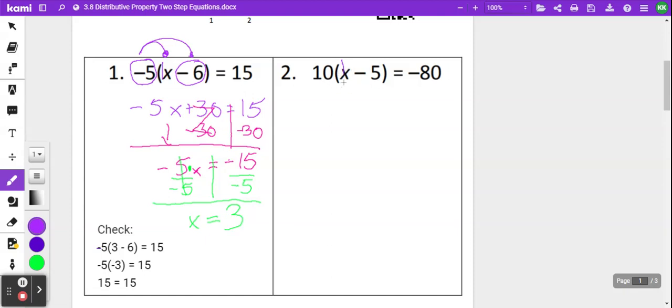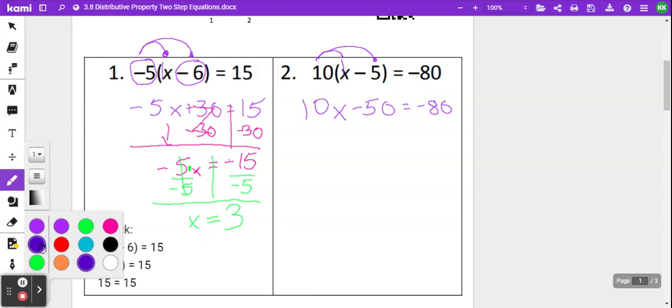So there's still a 1 there. It's still distributive property because there's parentheses. So I'll do 10 times 1x to get 10x. And then I do positive 10 times -5 to get -50 equals -80. So now I have turned it into a two-step equation.